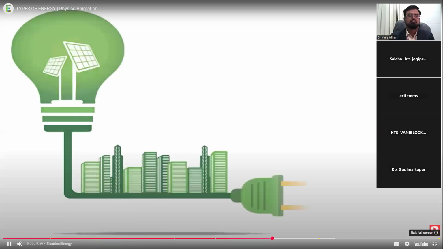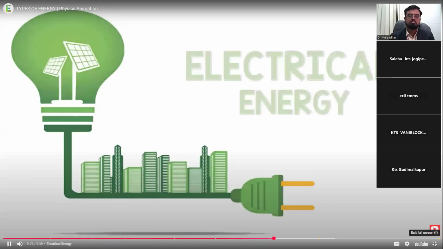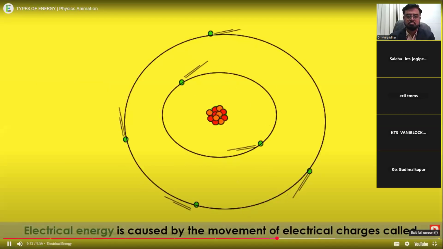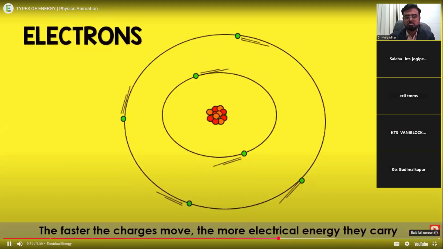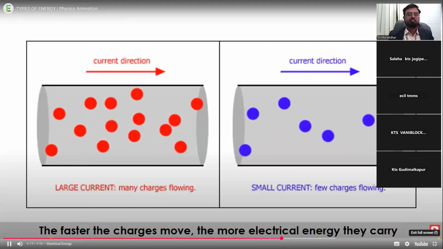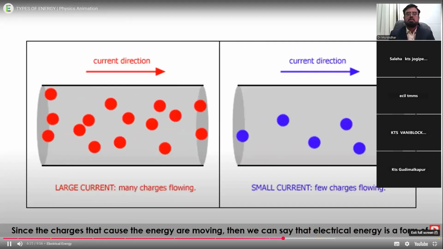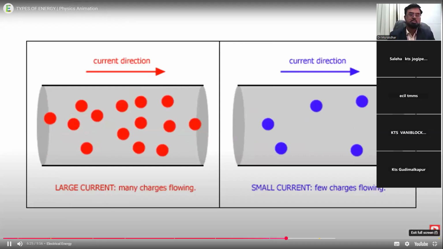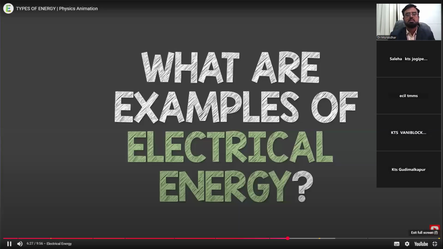Moving on to the next type of energy, we have electrical energy. Electrical energy is caused by the movement of electrical charges called electrons. The faster the charges move, the more electrical energy they carry. Since the charges that cause the energy are moving, we can say that electrical energy is a form of kinetic energy. So what are the examples of electrical energy?